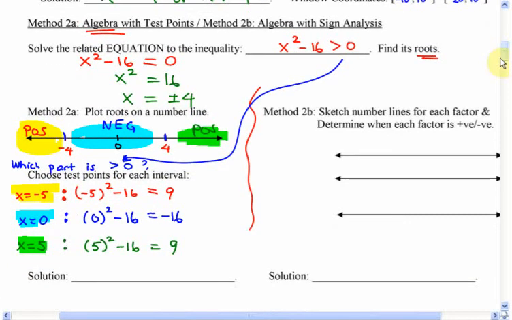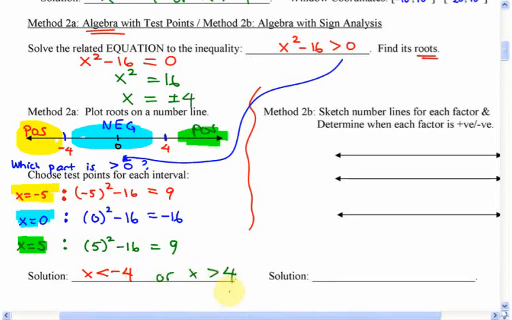Now, once you're done on the test point stuff, once you've looked at your number line and written down the words positive, negative, positive, what's my final answer going to be for this question? Remember I asked, I'm looking at where this graph is bigger than 0. Bigger than 0, is that positive or negative? Yeah, positive, right. So we're looking at the yellow region and the green region. So therefore your solution is the same thing. The yellow region is x is less than negative 4, and the green region is x is greater than 4.